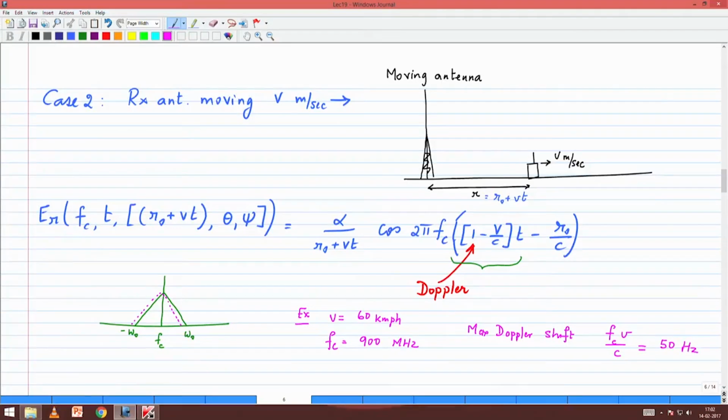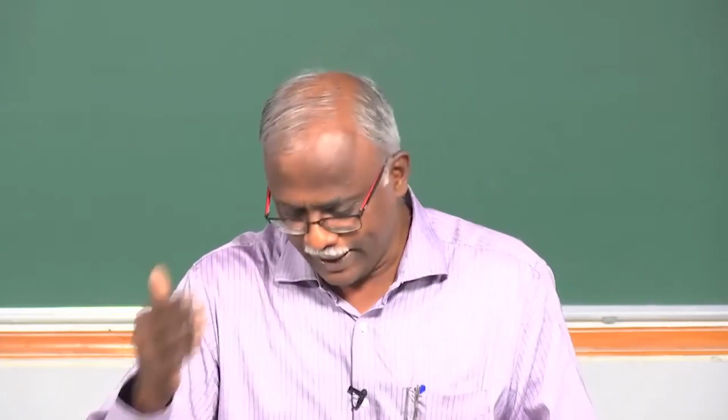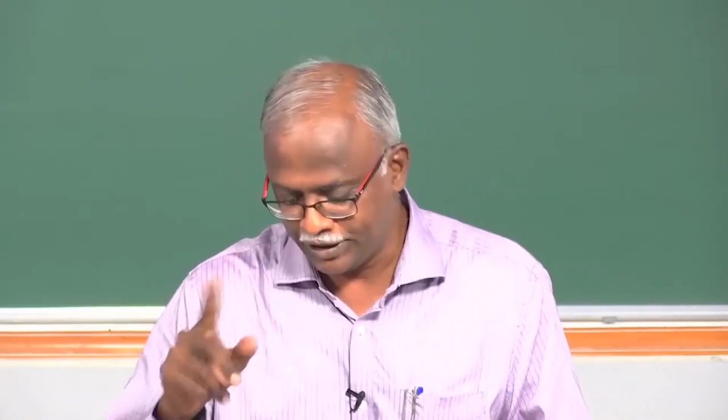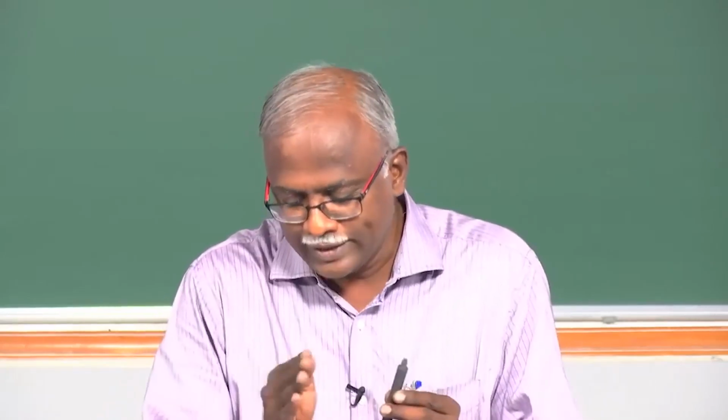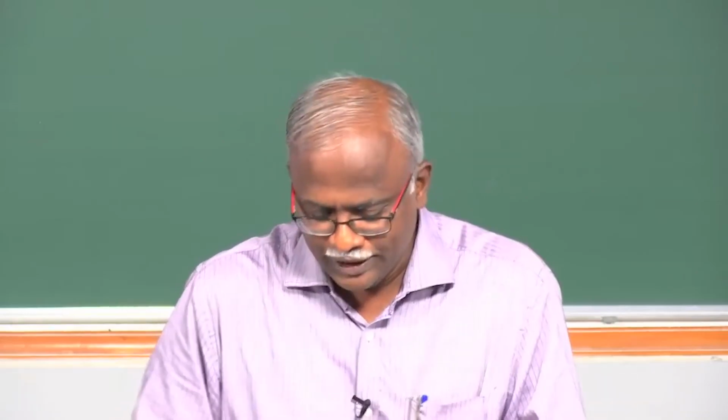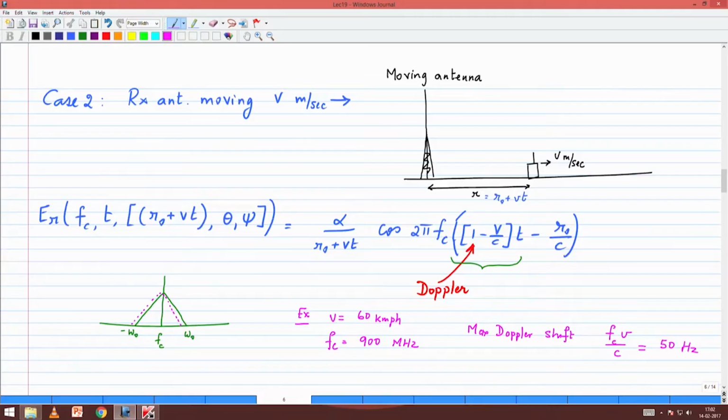Okay, now here, the important thing is not the calculation of 50 hertz, but the relationship between 50 hertz and 900 megahertz. So you see that there is a very significant difference between the carrier frequency and the Doppler shift. So it looks like the carrier has been slightly perturbed. Okay, that is one observation. Now take the second aspect. Supposing this had been a 200 kilohertz signal.